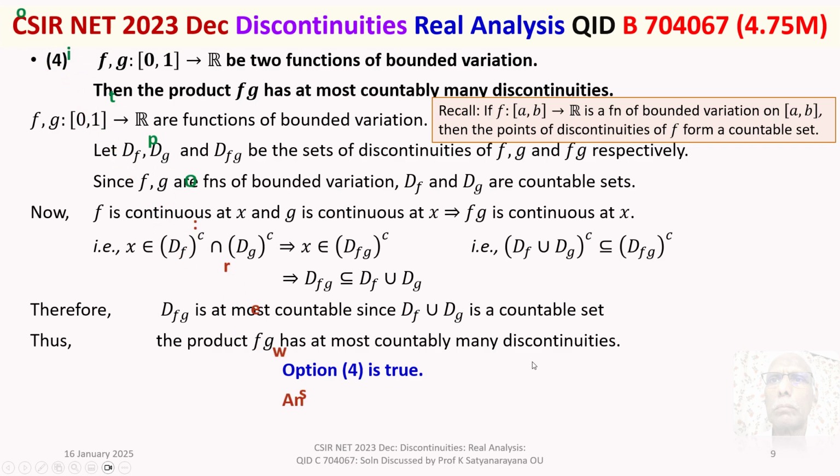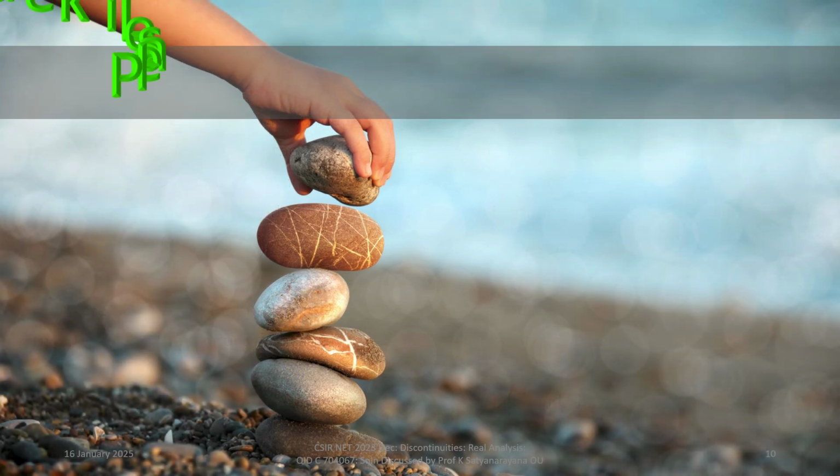Summarizing all the options, we have options 2, 3, 4 are true. Therefore, the answer to this question is options 2, 3 and 4. That is the detailed discussion of the solution of the given problem from real analysis, related to the discontinuities of first kind of given functions. This is definitely an easy problem, but it will take time because all three options are true here. I am sure that you have understood the solution of this problem.